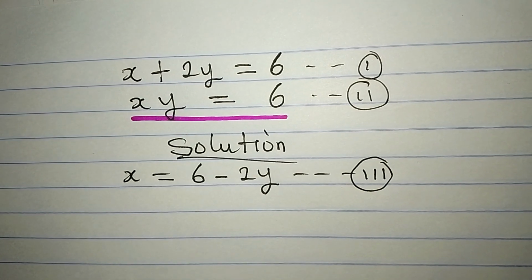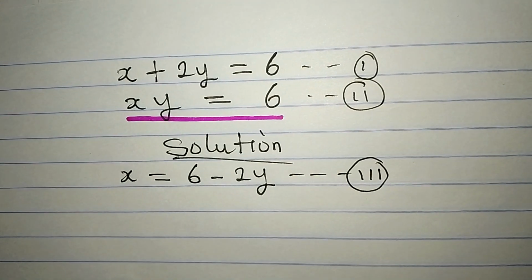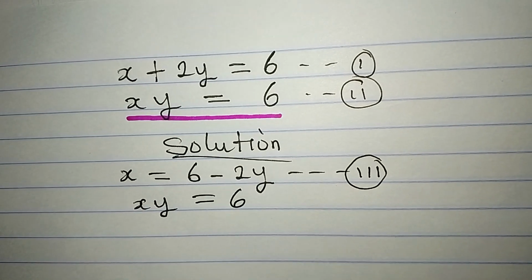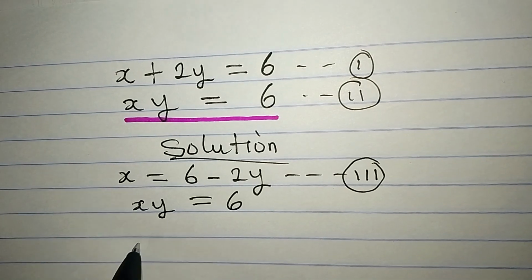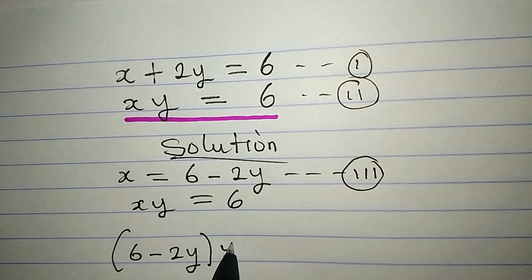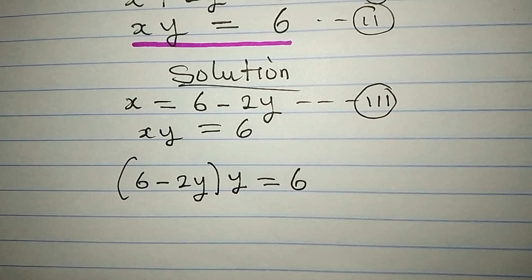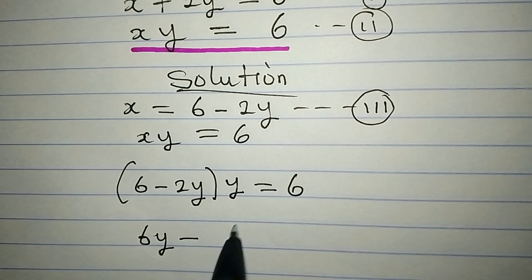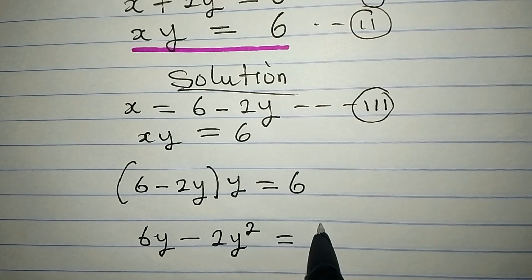Now put this equation 3 into our equation 2, right? And equation 2 is xy equals 6. And then in place of x, I will be writing 6 minus 2y. Then this y will appear and this is equal to 6. Now what am I expected to do? We have 6 times y, that will be 6y, minus 2y times 2, that will be 2y squared, and is equal to 6.